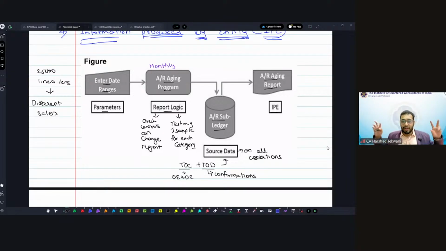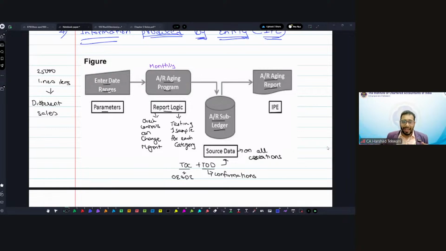Once I am comfortable that the control is there, I have good evidence that the report logic has not been altered till the end, if the control is working fine. I will see that change log, and if there is no change, my one sample testing for each category done in the first month, the comfort on that is still valid till the last month. That is another way of doing audit: bringing the controls into the picture, taking the comfort from the controls, and then putting the rest on the test of details.